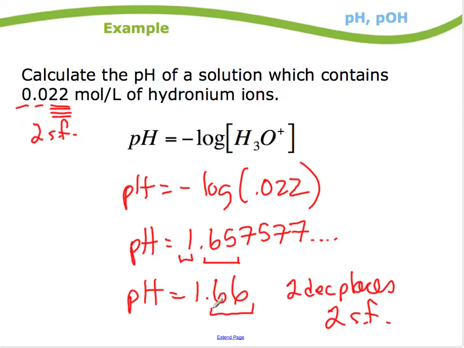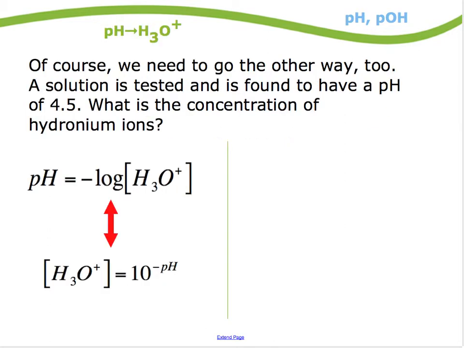Okay, so 1.66, fairly acidic. You know, getting down in the zeros, the ones, the twos range, something's fairly acidic. Okay, so we have figured out how to go from hydronium ions to pH. Now we should be able to take something that has a pH and determine the number of hydronium ions, or the concentration of hydronium ions.